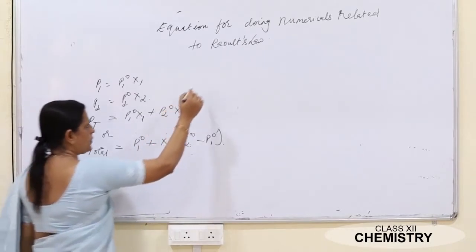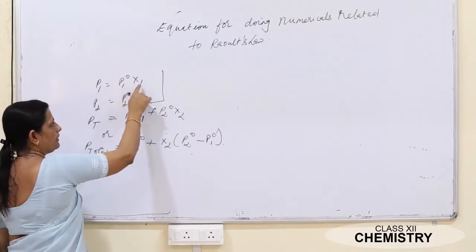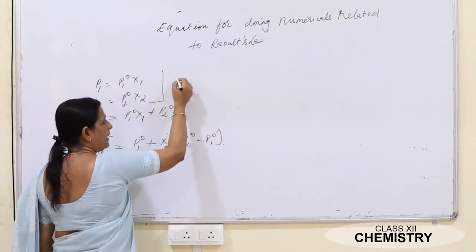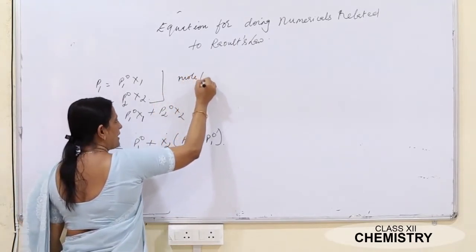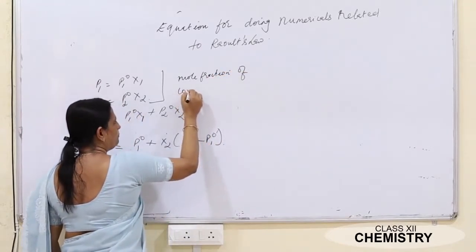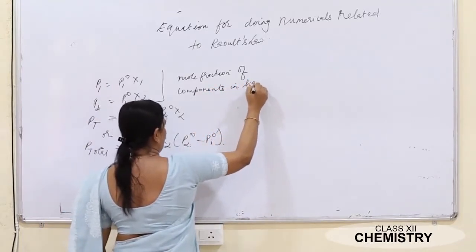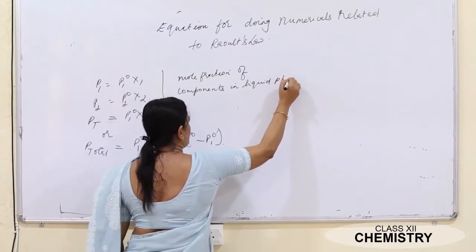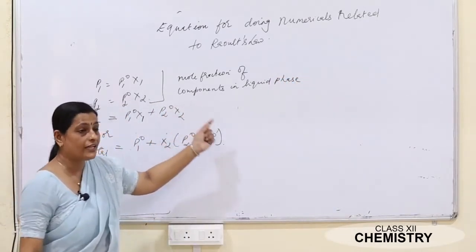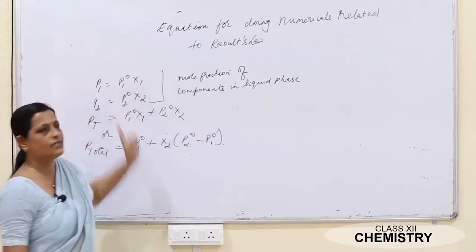Okay. This equation, see, P1 is equal to P1 naught x1, P2 is equal to P2 naught x2. This will be used to find the mole fraction of constituents or components in liquid phase. Okay. Now in the question sometimes you'll get to find out the mole fraction of components in vapor phase. To find out the mole fraction of components in vapor phase, you can't use this equation.